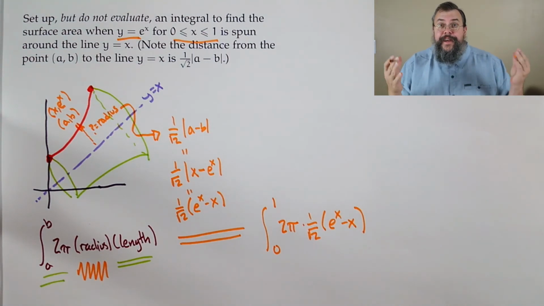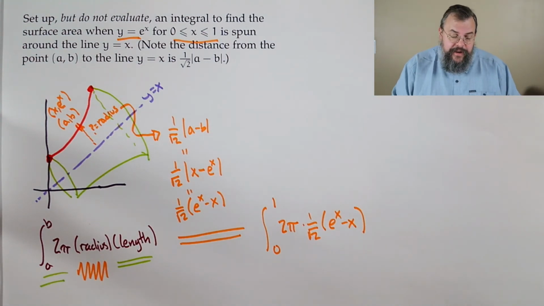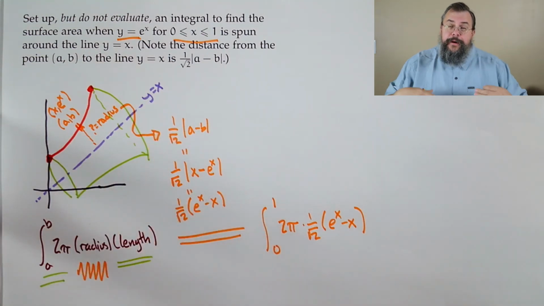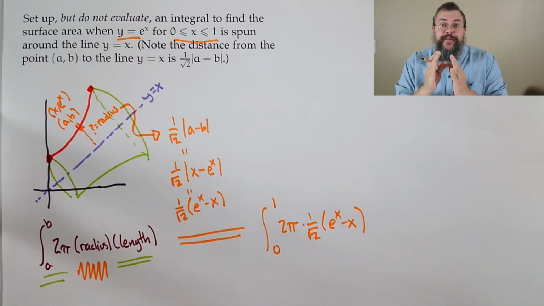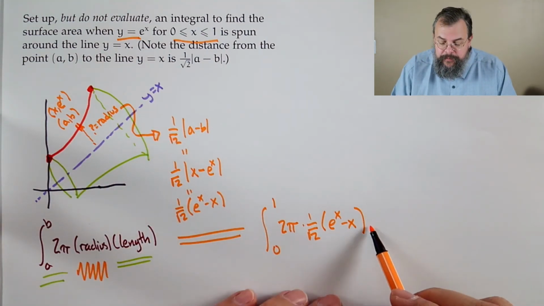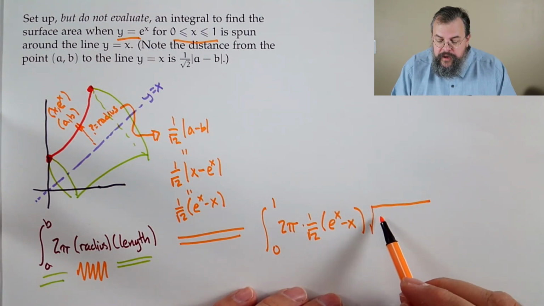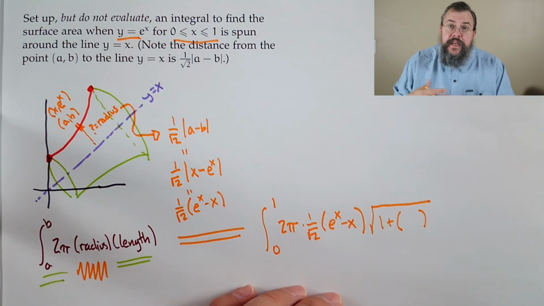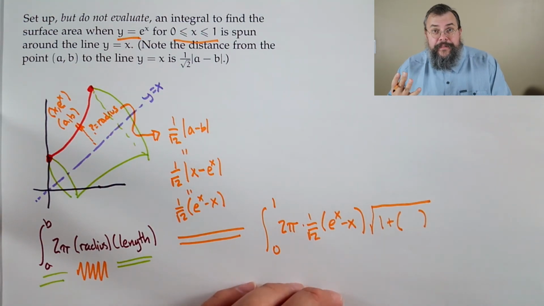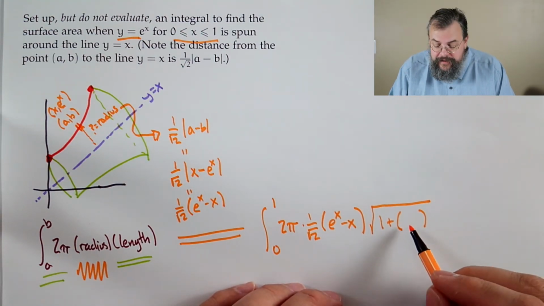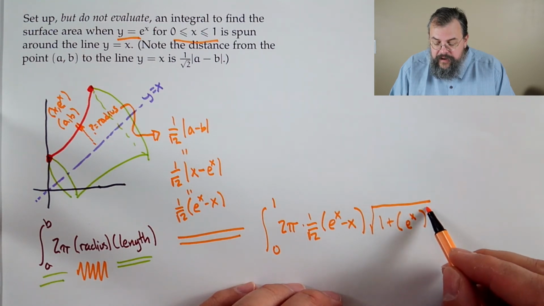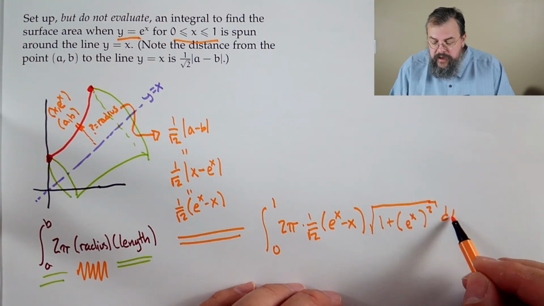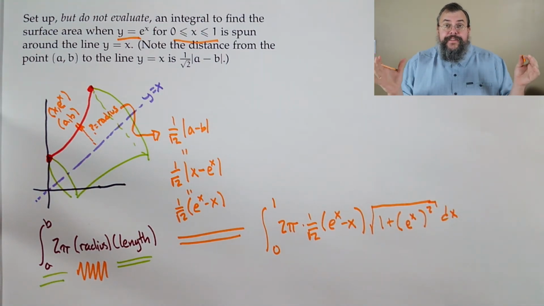Finally, our length. It's the same length as before, because the length isn't dependent upon where we spin. It's just saying what's the length of the piece. So that's our same basic formula, square root of 1 plus, now we have to think about what's the derivative of e to the x. Well, we probably don't have to think hard. The derivative of e to the x is e to the x, and then we square it. And we're done. That's the answer.